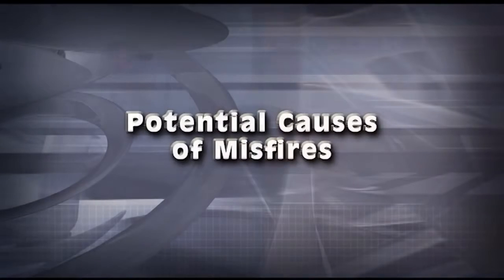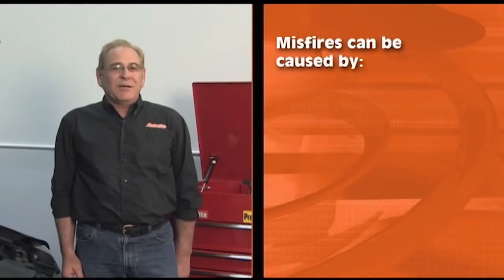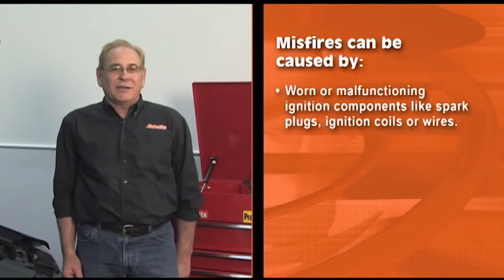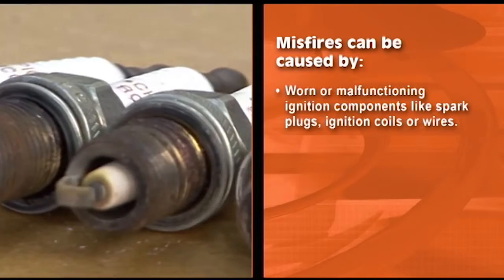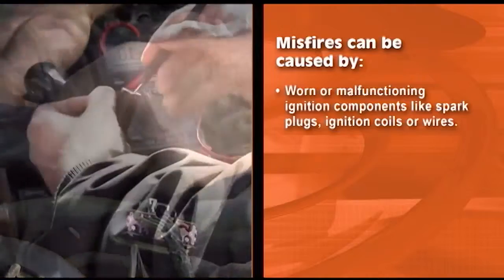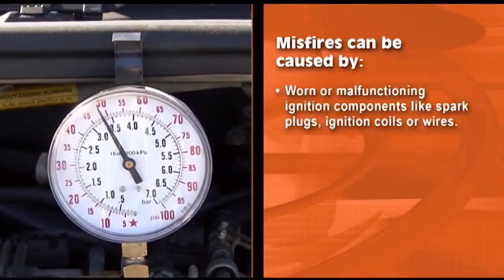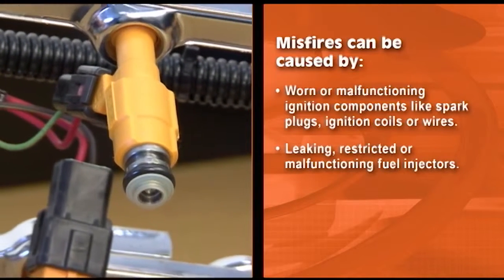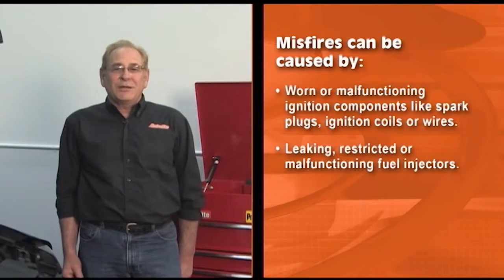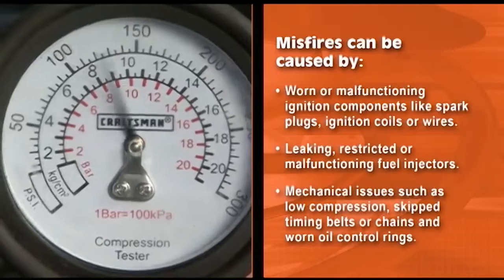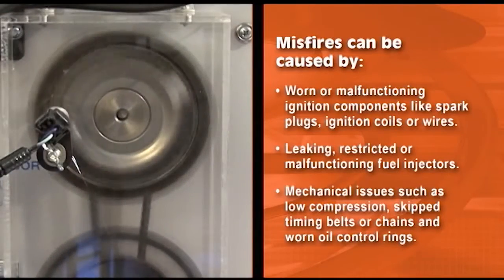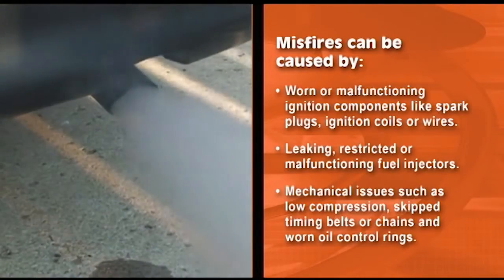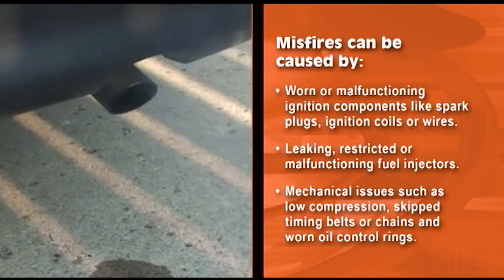Misfires have many potential causes. They can be caused by worn or malfunctioning ignition system parts like spark plugs, ignition coils, or wires. Misfires can be fuel-related, caused by leaking, restricted, or malfunctioning fuel injectors. Misfires can also be caused by mechanical issues. Low compression, skipped timing belts or chains, and worn oil control rings can all cause misfires.